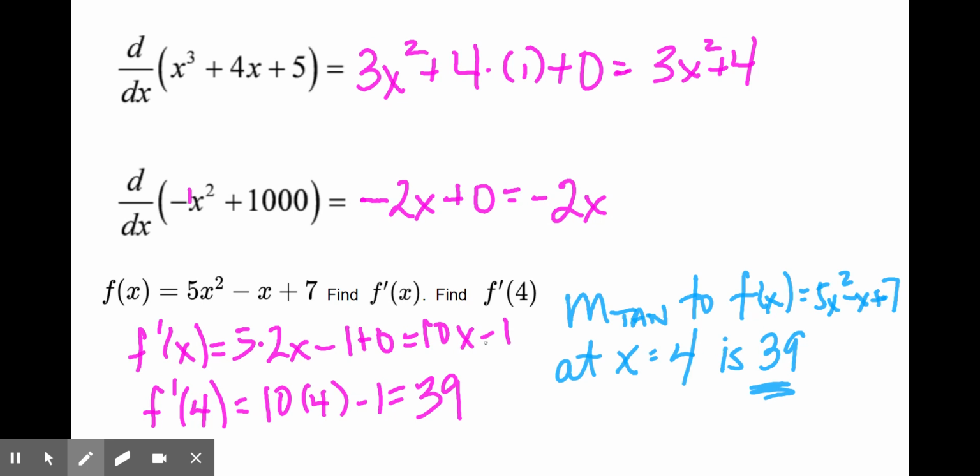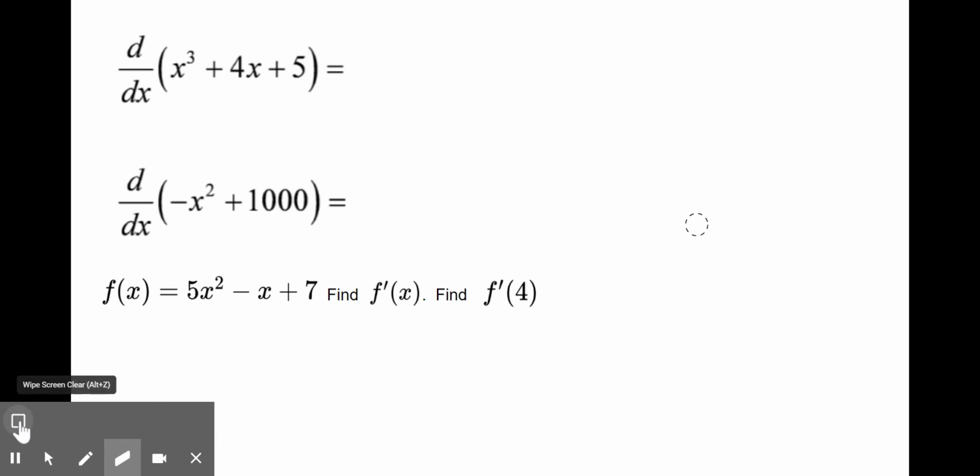All right, so if I had that curve up, 5x squared minus x plus 7, it's a parabola that opens up. If this were my coordinate plane, this is not the actual graph, by the way, but it gives you an idea. And I were at x equals 4, and I put a point there. I wanted to find the slope of the tangent line at this point. I just did find it. The slope of the tangent line at this point is 39. That's what you're finding here. You have to understand what you're doing.